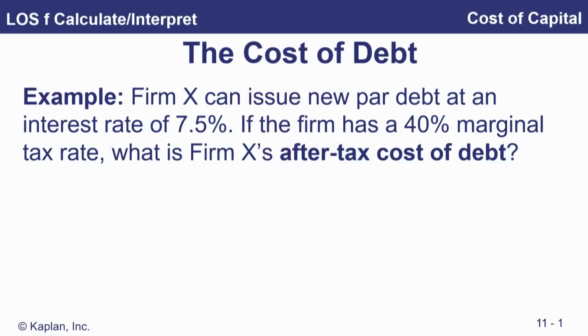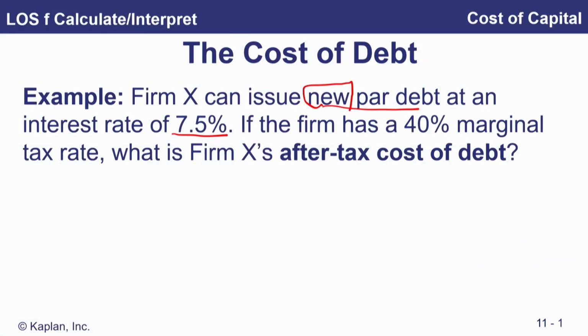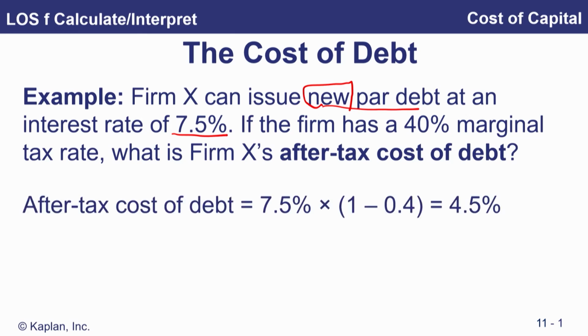Okay, here's an example of the calculation, very straightforward. We can issue new par debt at an interest rate of 7.5%. Well, this is new debt, so that's exactly what we want. We want to know the cost today. We don't care if the firm issued 6% debt a year ago. Nope, that's not relevant to decisions today. What's relevant today is what would debt cost you today. If the firm has a 40% marginal tax rate, what's their after-tax cost of debt? Well, it's 4.5%.